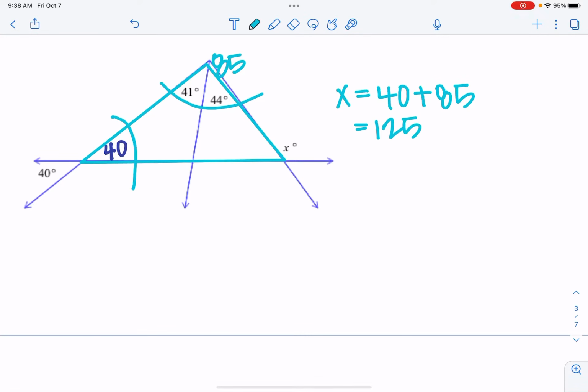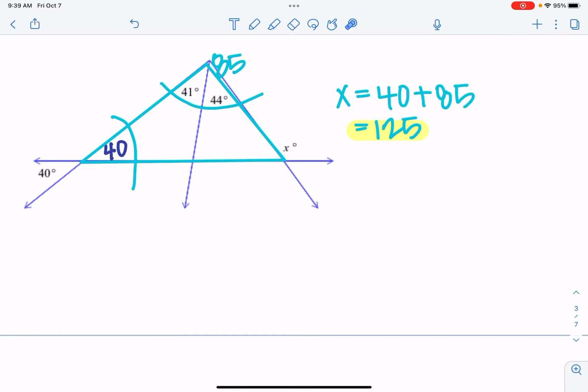Like I said, there are different ways to solve this. You could have solved, for example, each individual triangle. So you could have found, looking at this triangle, this angle, subtract it from 180 to find this angle, right? You could have just kept on solving, but this would be the quickest way to solve that equation.